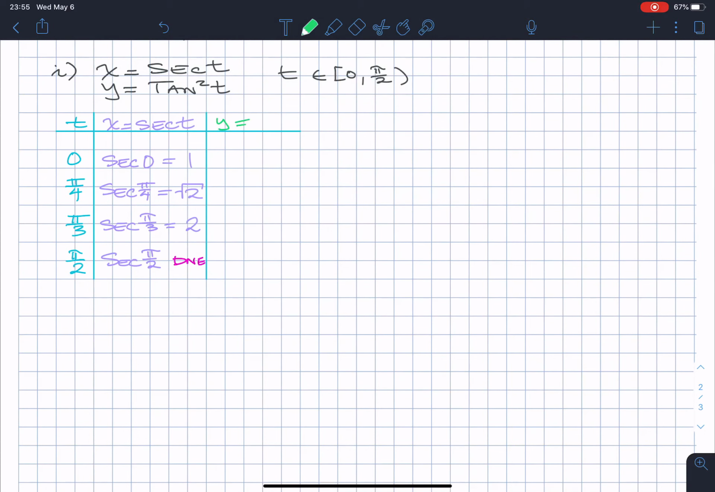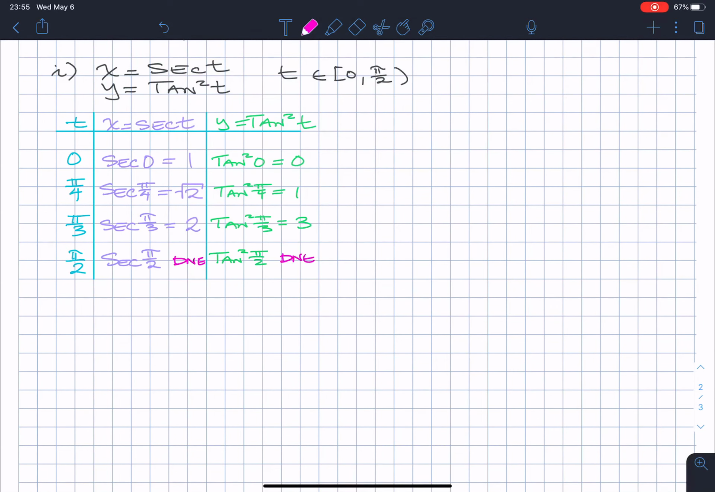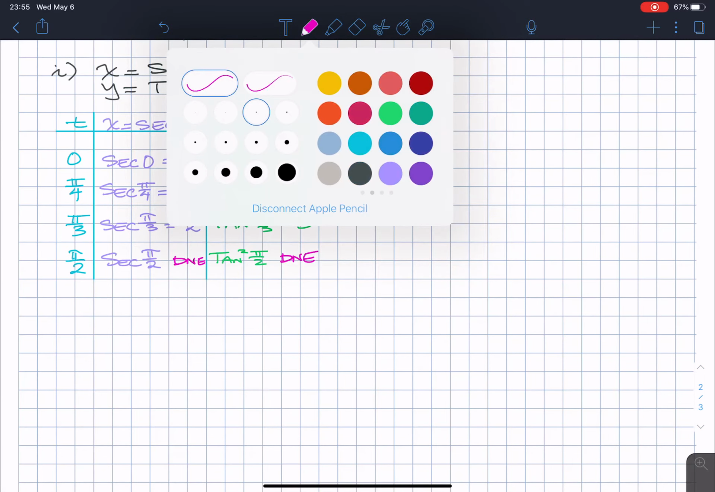So now let's do the same for y being tangent squared of t. Tangent of 0 is 0, squared is 0. Tangent of pi over 4 is 1, 1 squared is 1. Tangent of pi over 3 is root 3, squared is 3. And tangent squared of pi over 2 does not exist because tangent of pi over 2 doesn't exist. Okay, so what does this mean? Let's eliminate the parameter now.